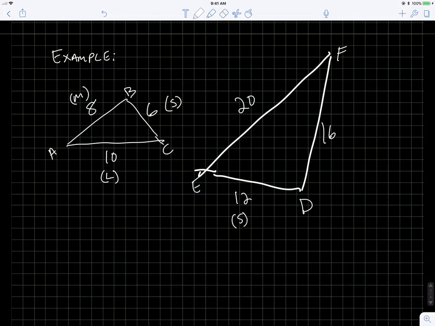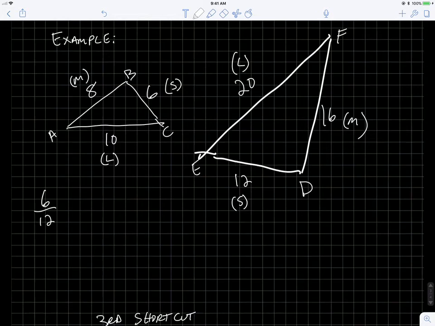Over here, 12 is the smallest side, 16 is the middle side, and then 20 is the largest side. So when we're making our ratios, that's how we're going to make them. We're going to compare the small to the small. The small side from triangle ABC is 6, and from the other triangle, the small side is 12. That's one ratio. Then I make the medium ratio. So this is my ratio of small sides. The medium side ratio would be 8 over 16. And then the large ratio would be 10 over 20.